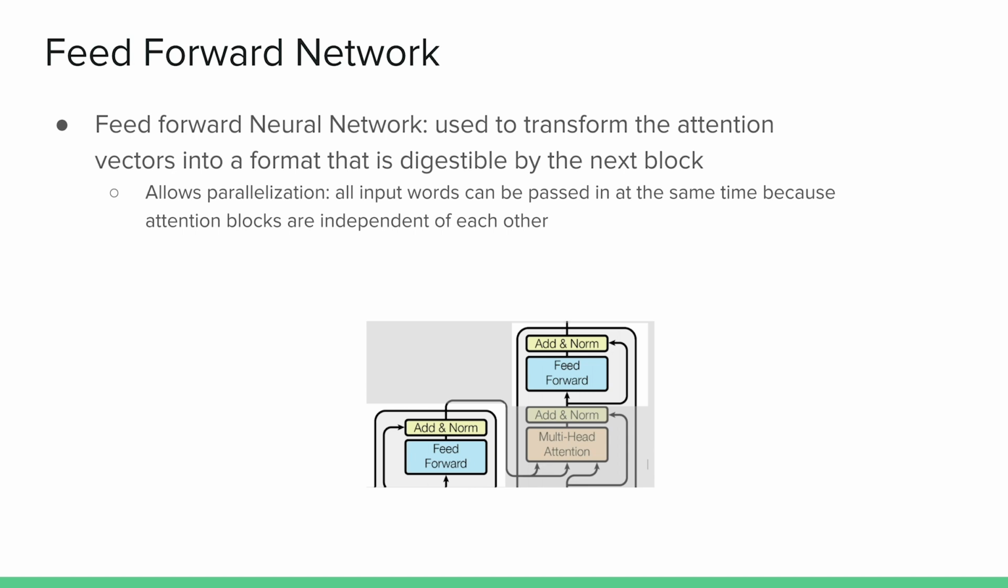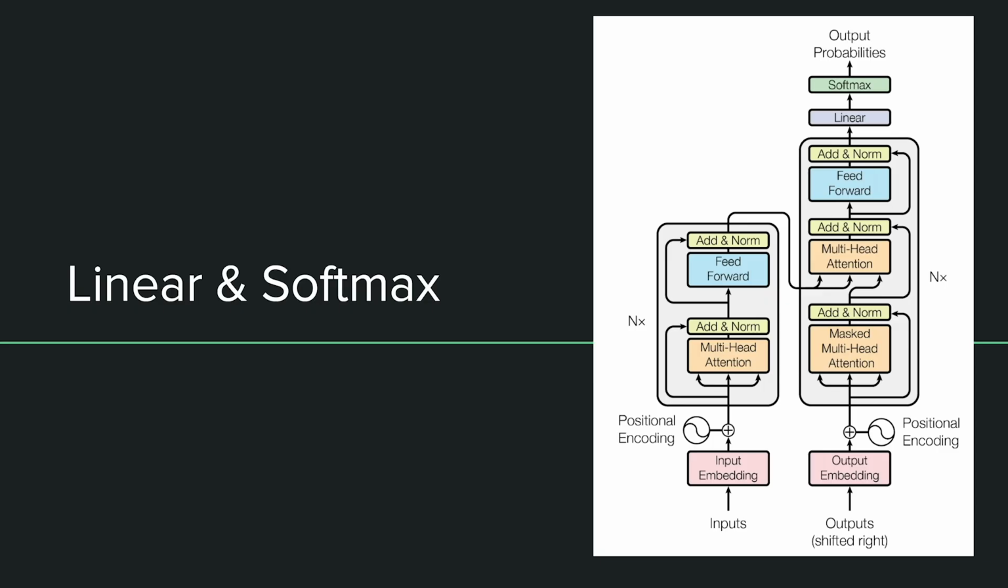So these are just additional blocks that we put in place here to be able to process this in a better way and to extract maybe additional information along the way. And the last things that we can see here is the softmax and linear output.